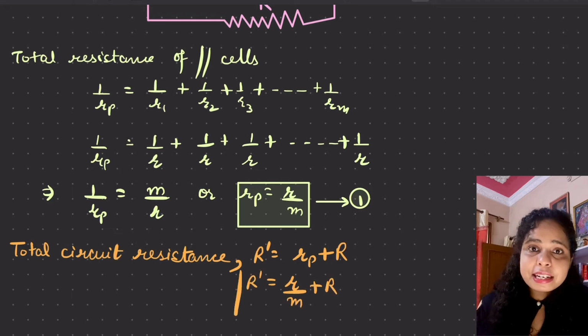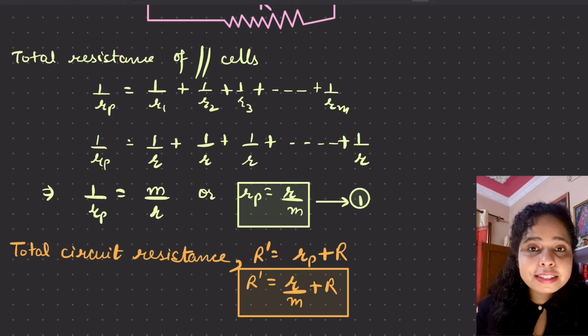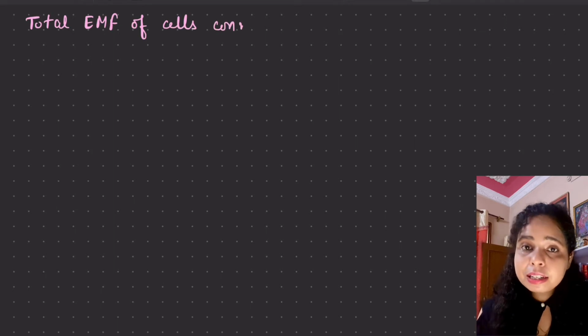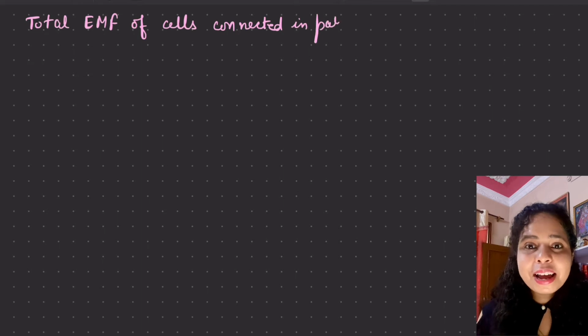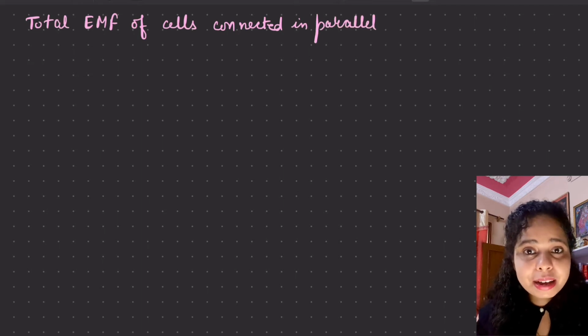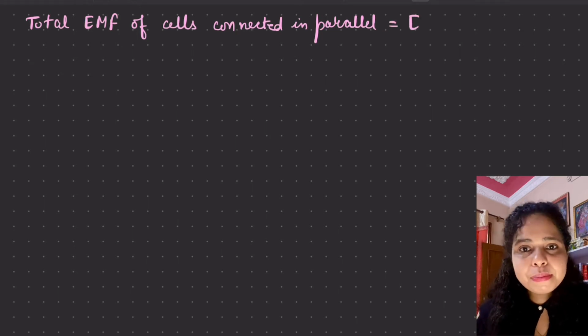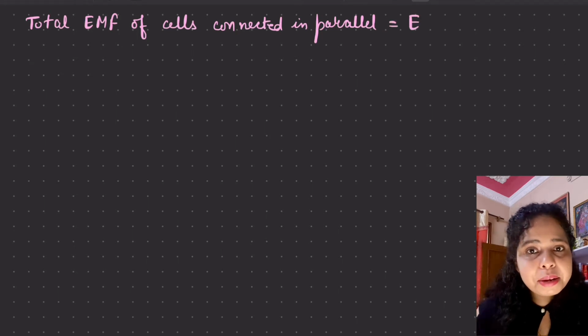So this is the second equation, and we are going to use this equation later on. But first of all, let us find the total EMF of this parallel combination. Now the cells are in parallel, and we know in a parallel combination the potential difference always remains constant and different currents flow. But here we have m number of cells, not resistors, m number of cells connected in parallel, and now the total EMF will remain E only because all these cells have the same EMF.